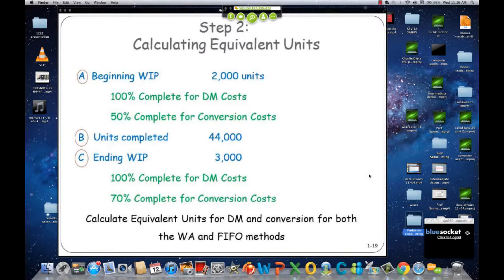45, all of your inputs need to equal all of your outputs. Your beginning work in process plus some number, 45, is equal to 44 plus 3. These are your outputs. They're either completed or they're going to next period. No, it's math. It's all of your inputs. You're either getting something from last period or you're starting at this period. And so we're calculating what was started this period.